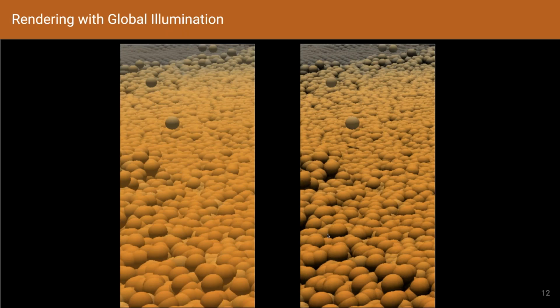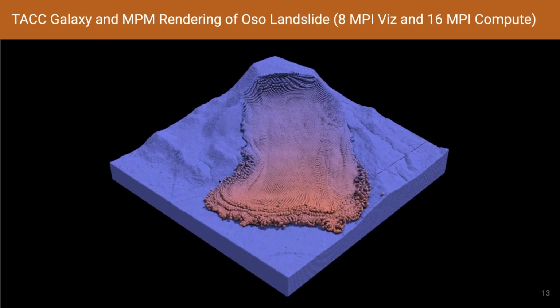So this is a zoomed-in view, and you can see we have one with and one without global illumination. We are trying to have global illumination enabled for the entire simulation, so we can see where individual material points are in a landslide. Having enabled those, this is our first rendering of our big Oso landslide simulation. This is about 1 mile by 1 mile in width, and it has about 50 million material points that we're trying to render.